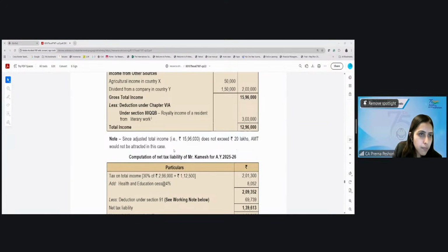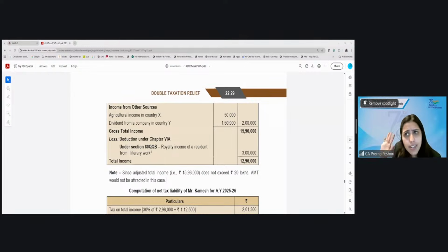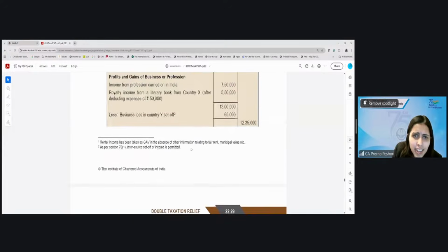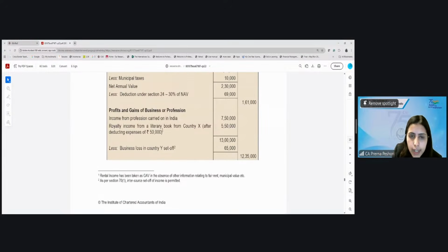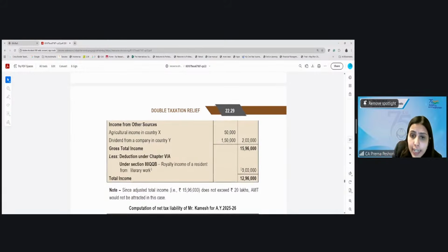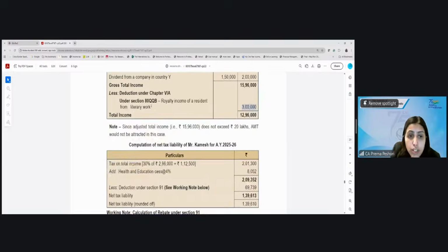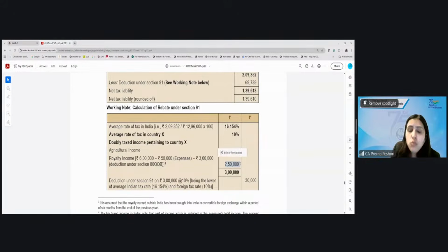But what is a doubly taxed income? Is 6 lakh a doubly taxed income? 50,000, yes, we understand, because India is also taxing it, X is also taxing it. But is India taxing 6 lakh rupees of royalty? No. India is taxing, first of all, 5 lakh 50, which is 6 lakh minus 50,000, as it gives an expense deduction of 50. Plus, it is also allowing a deduction of 3 lakh rupees under 80QQB. So technically, India is taxing only 2,50,000. So I should get credit only on 2,50,000, not on 6 lakh or 5,50,000.